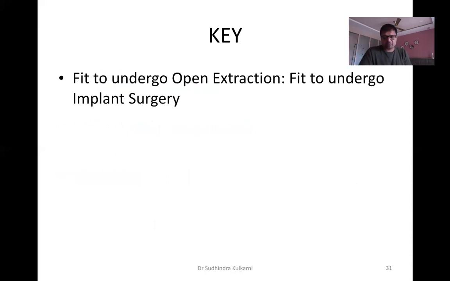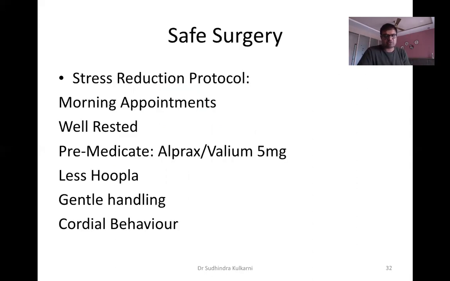Key, what's important? Which patient would you undergo periodontal therapy on? That would be anyone you think is fit enough to undergo open extraction, is fit to undergo surgery. So what we do in clinics is something called a safe surgery protocol. What is a safe surgery protocol? It is the protocol to keep these patients in your practice, undergoing all the treatments, paying you all your bills, but very safely. That is called safe surgery. So you schedule them comfortably. Morning appointments. Morning is not 6 o'clock, but you call them at around 11:30 when they're well rested.